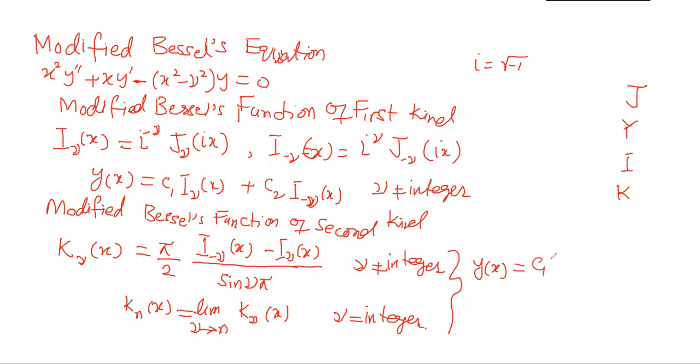So in this case, the general solution will be y of x equals c1 I_nu of x, which is the modified Bessel's function of the first kind, plus c2 K_nu of x, which is the modified Bessel's function of the second kind. So very much similar to the previous case. Only thing is that previously it was the general Bessel's function. Now it is the modified Bessel's function. So similarly, it has its parametric modified function as well. So parametric is also the same, okay?